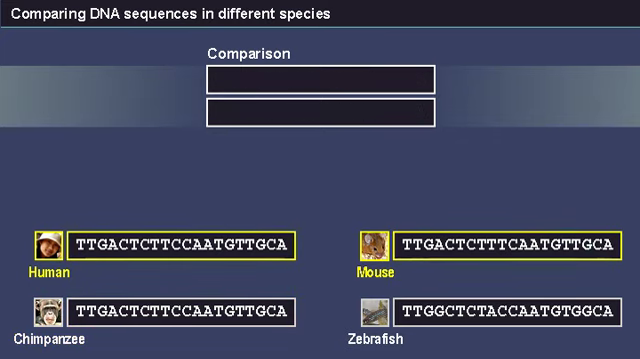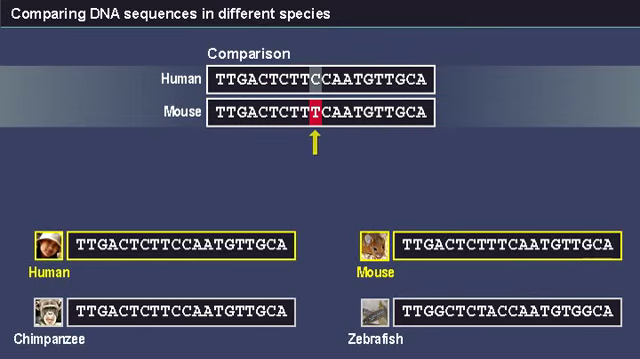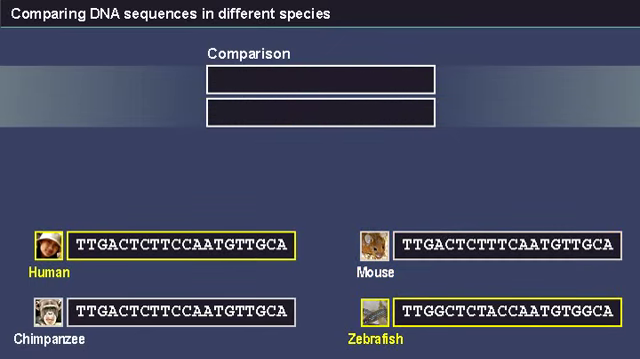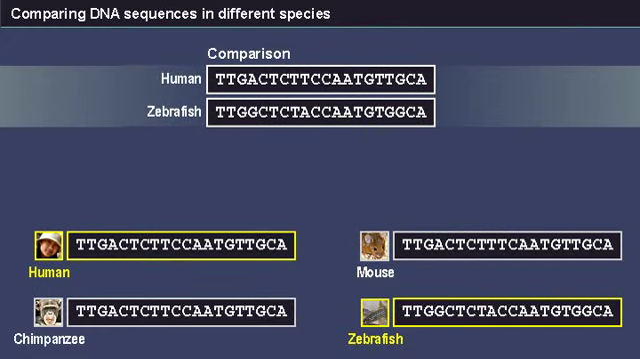We can also compare the human DNA to the DNA from the mouse. Here you see one substitution. Now we'll compare the human gene to the gene from a zebrafish. Would you expect more substitutions compared to the human and mouse comparison? The comparison shows that there were 3 substitutions.